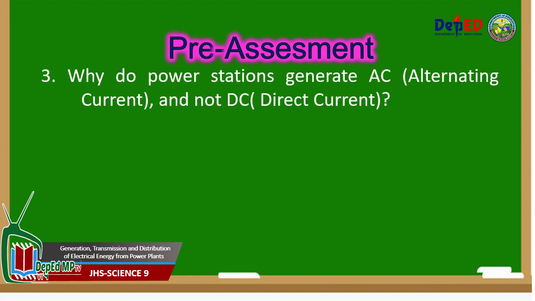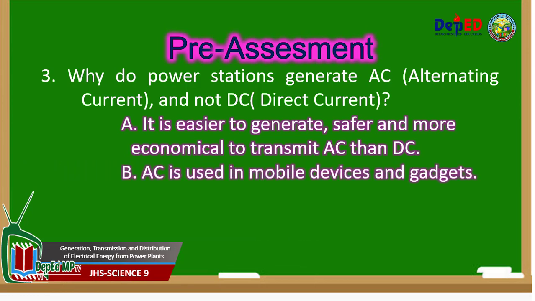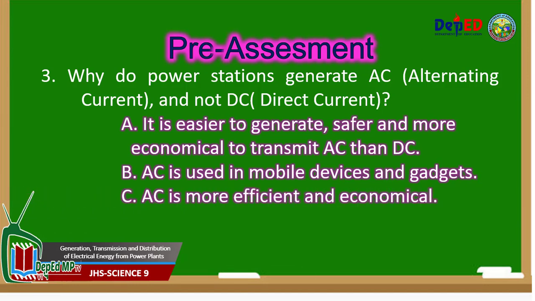Number 3. Why do power stations generate AC, alternating current, and not DC, direct current? A. It is easier to generate, safer, and more economical to transmit AC than DC. B. AC is used in mobile devices and gadgets. C. AC is more efficient and economical. D. Transformers work with AC.